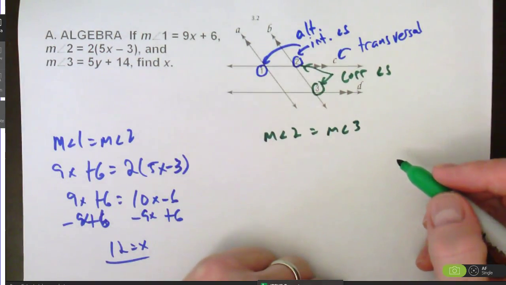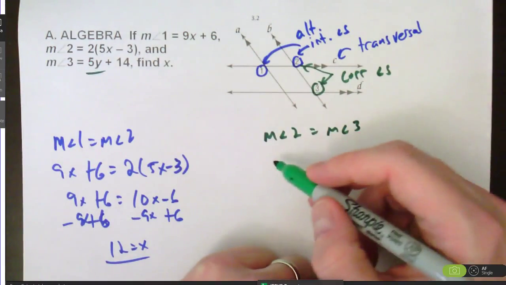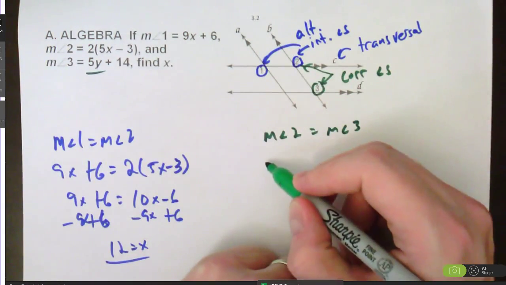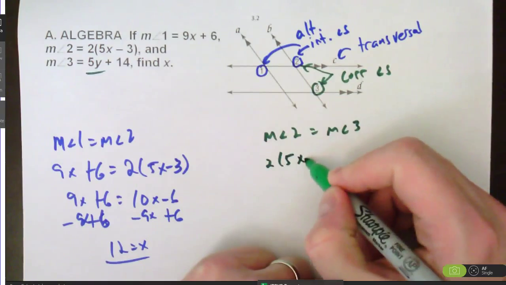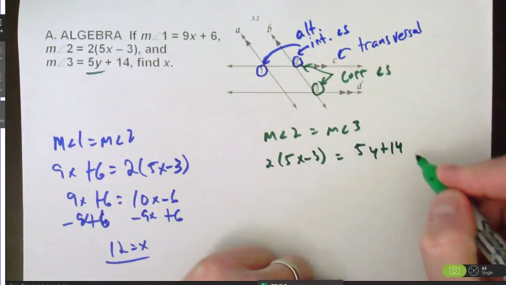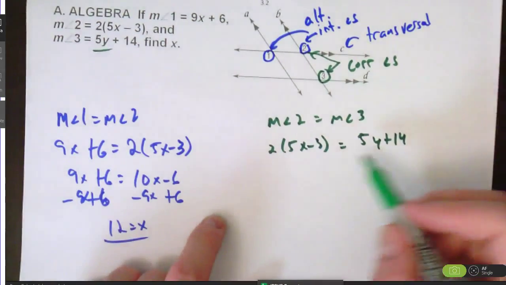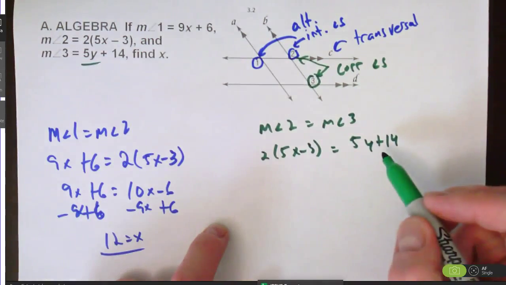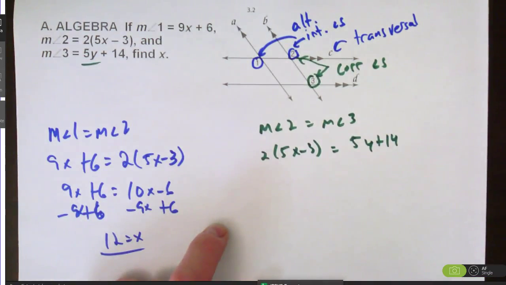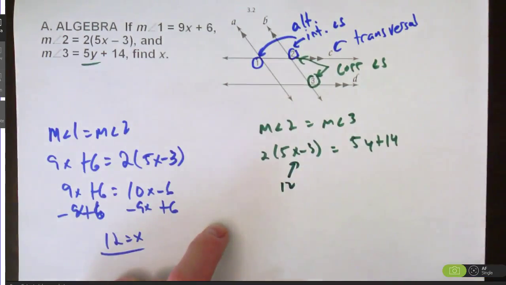So to solve for y, that's what we're doing in this case, we're going to have to solve for y. Well, we know that the measure of angle 2 is 2 times 5x minus 3. The measure of angle 3 is 5y plus 14. Now the problem here is I have an equation with two variables, an x and a y. However, that's not a big deal because I can plug in 12 for x.